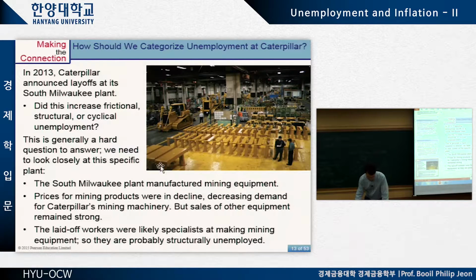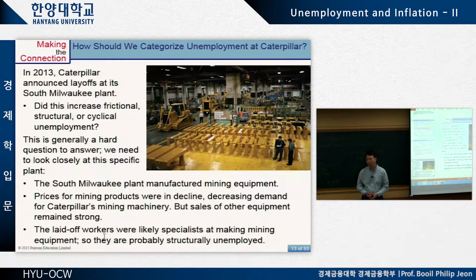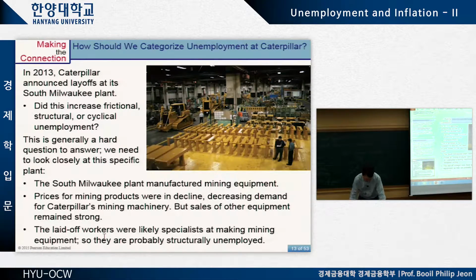Yeah. So mining products were in decline, decreasing demand for Caterpillar's mining machinery, but sales of other equipment remained strong. Caterpillar makes lots of equipment, especially the earth-moving, like bulldozers and those things. So apparently the layoffs occurred only within the mining equipment manufacturing. So this must be a structural unemployment. Any questions so far? Right. Let's go to the second part.